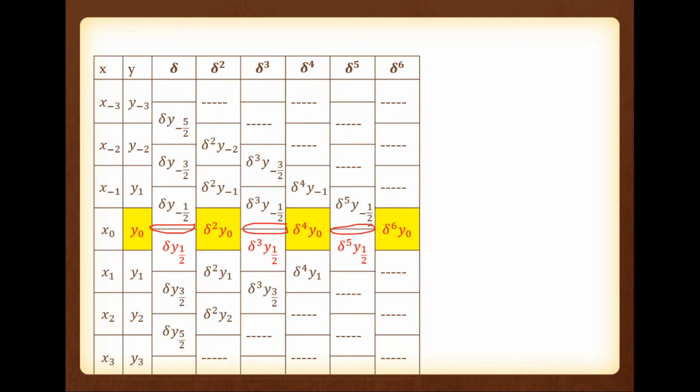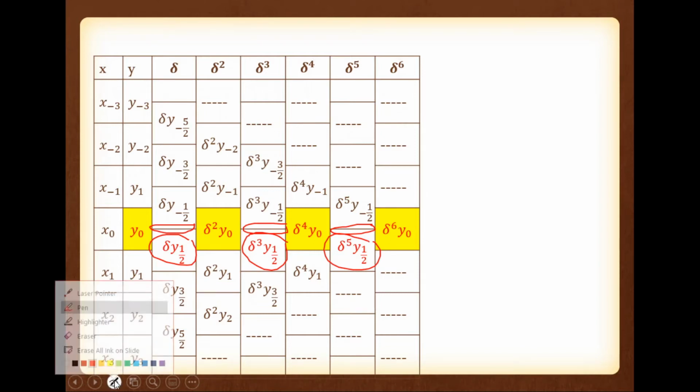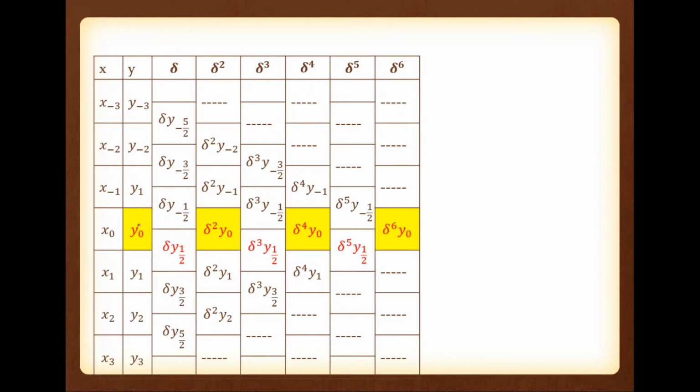So what can we do? Without that data, the interpolation will not be a perfect one. So if it is missing, then here we are going to use the next one. We are going to use the next data, that is theta y1/2, theta cube y1/2, theta raised to 5 y1/2. These data we are going to use. Is it okay? So please note, we are going to use the center data marked with the yellow color, along with the next odd terms marked with the red color.